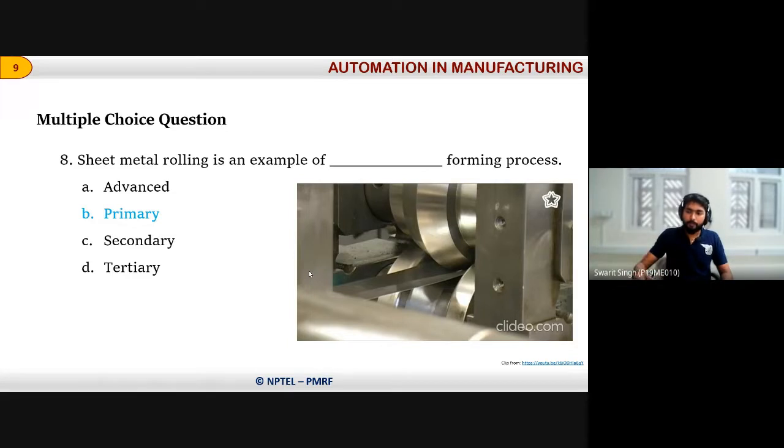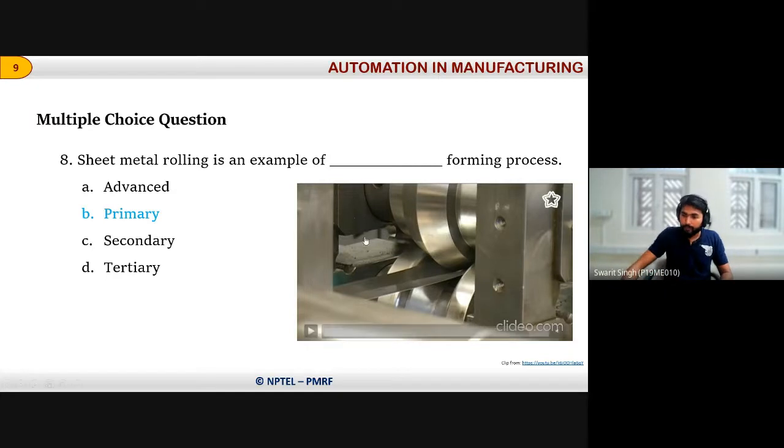Okay, so I am showing you a video of roll forming. In this video it is shown how beautifully a sheet can be rolled into a required type of structure, and how certain kinds of structures that we usually see around ourselves are built using this sheet metal forming operation.